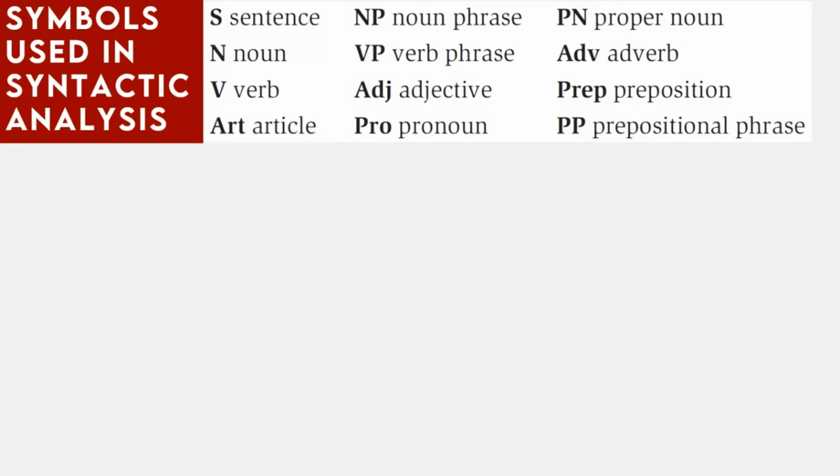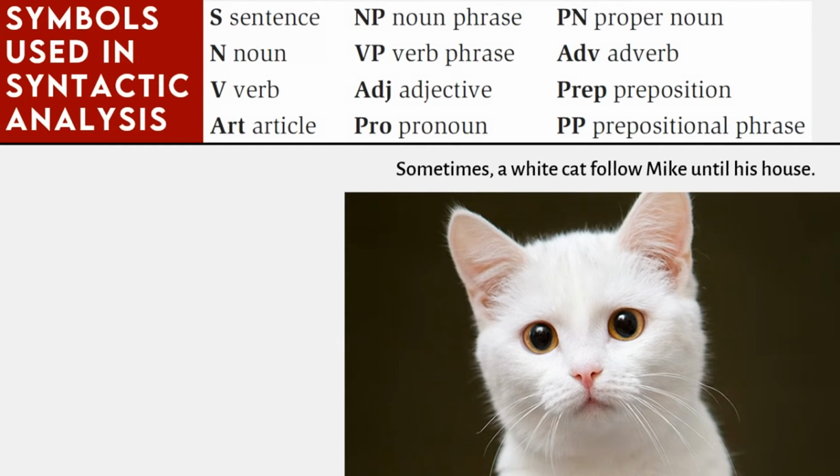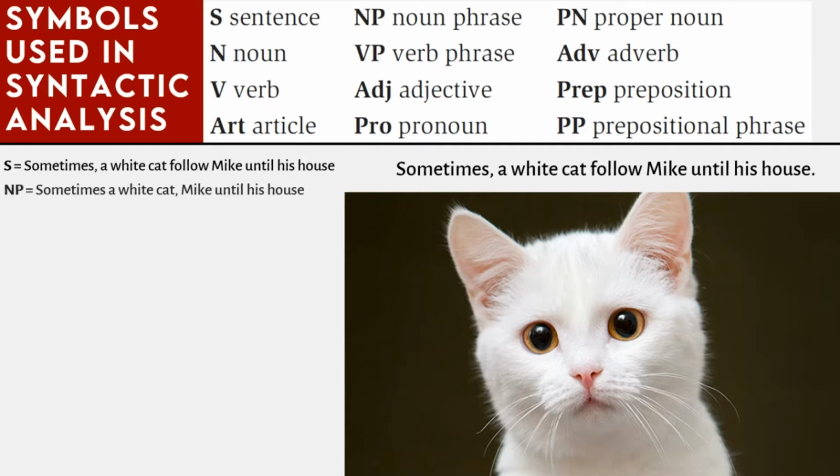But let's get a little feedback about this. Let's put an example. Sometimes a white cat followed Mike until his house. Can you recognize what the sentence is? Yes, sometimes a white cat followed Mike until his house. Can you recognize if we have any noun phrase? Yes, sometimes a white cat, Mike until his house.